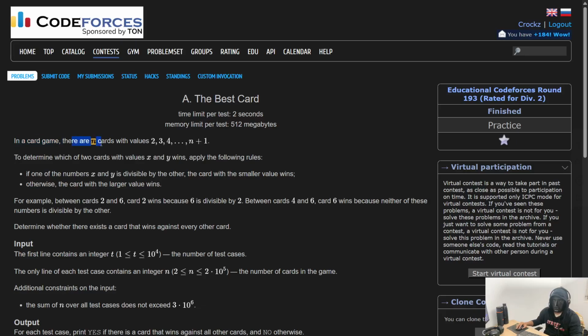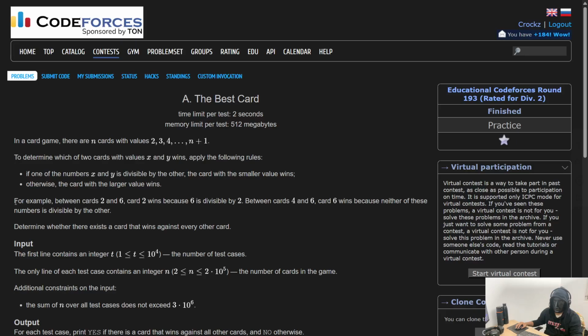In a card game, there are n cards with values starting from 2 up till n plus 1. To determine which of two cards with values x and y wins, apply the following rules. If one of the numbers x and y is divisible by the other, the card with the smaller value wins. Otherwise, the card with the larger value wins.